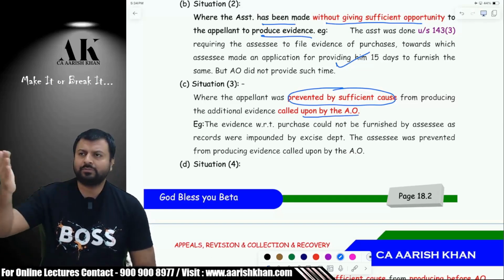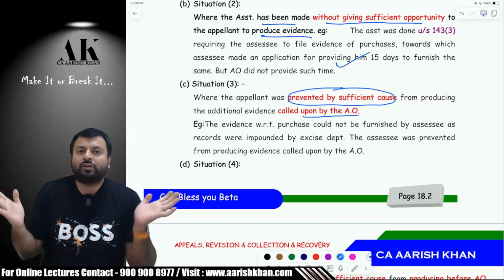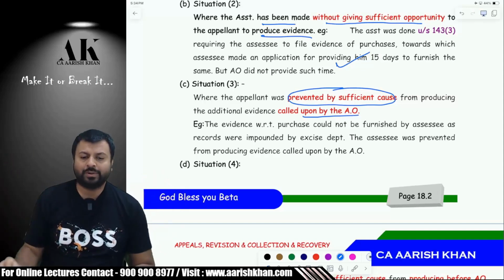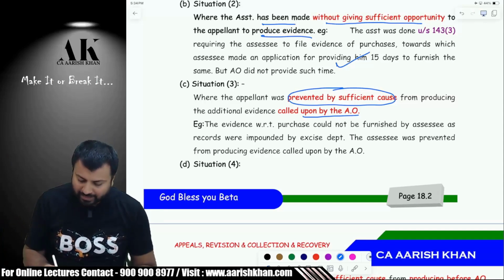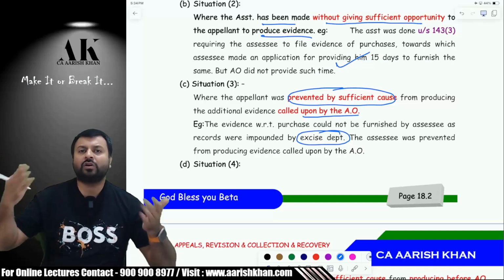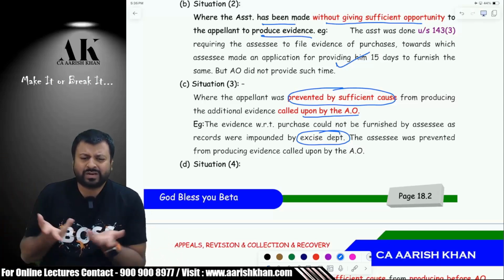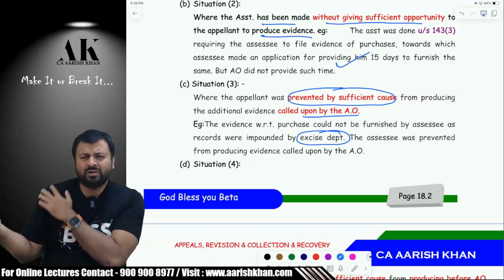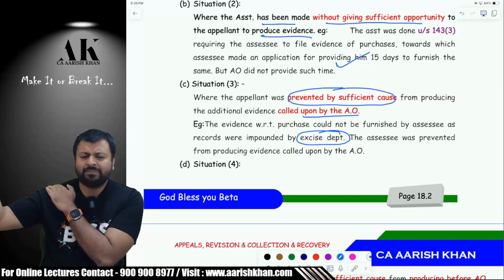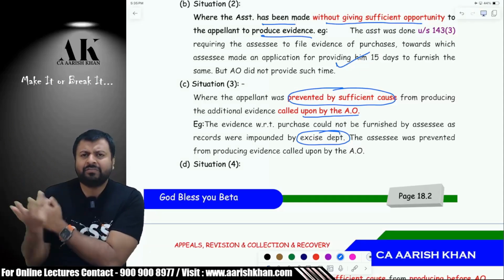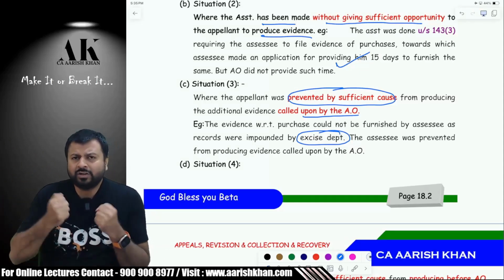AO was calling for some document, but you were not able to give that document, genuinely. Maybe AO was asking for books of accounts and your books of accounts were already impounded by the excise department. That is the reason you were not able to give those books of accounts. So in that case, what can you tell the AO? You pass the order, I will tell the CIT appeal, and CIT appeal will give me the benefit of doubt and the opportunity to produce the additional evidence.